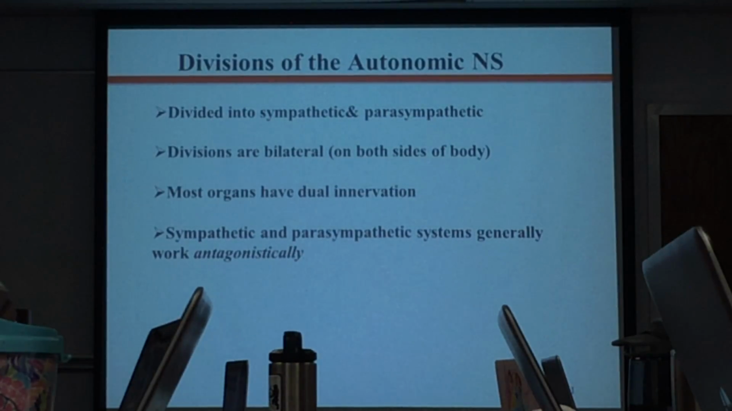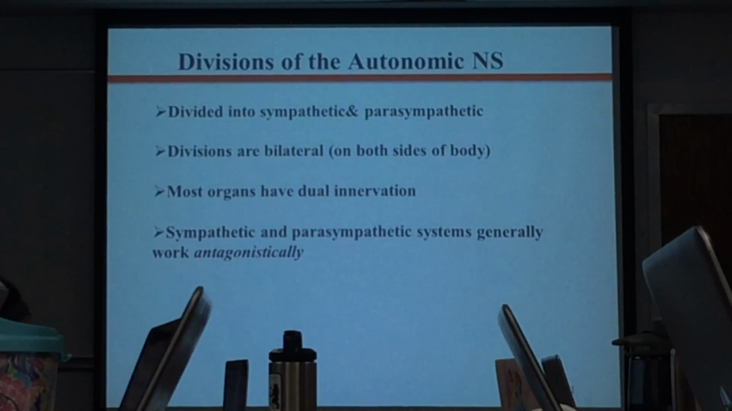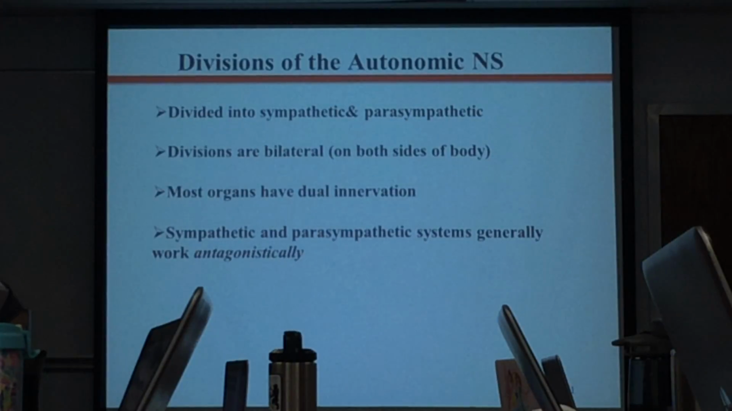So the autonomic system is functionally divided into two divisions, sympathetic and parasympathetic. These divisions are bilateral, on both sides, so every side has a sympathetic and parasympathetic system. The majority of the organs in the body are innervated by both the sympathetic and parasympathetic systems. The functions of these two systems are opposing.